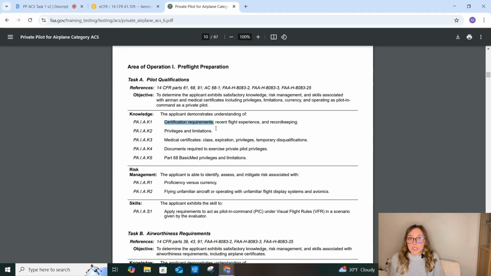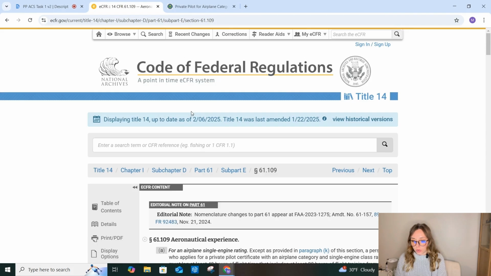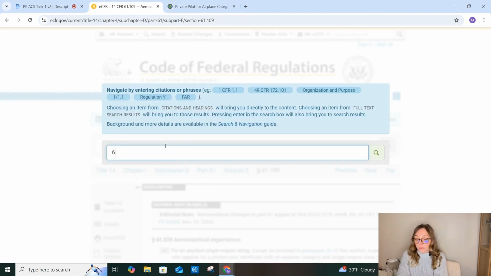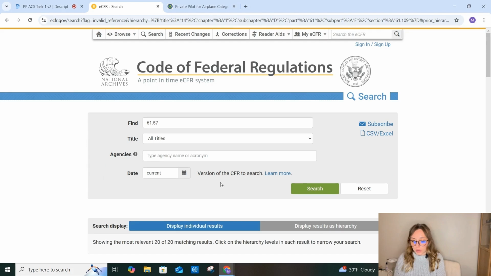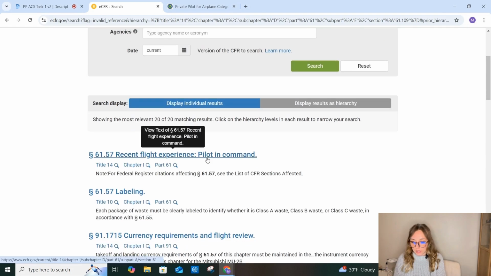So again, it's always 3 takeoffs and landings. At night, it's to a full stop to carry passengers. Also, if you're in a tail wheel, I think regardless, you need to make sure those are to a full stop. I'm gonna look at my notes and we'll look at FAR 61.57 just so I can show you what that FAR looks like. Okay, recent flight experience.